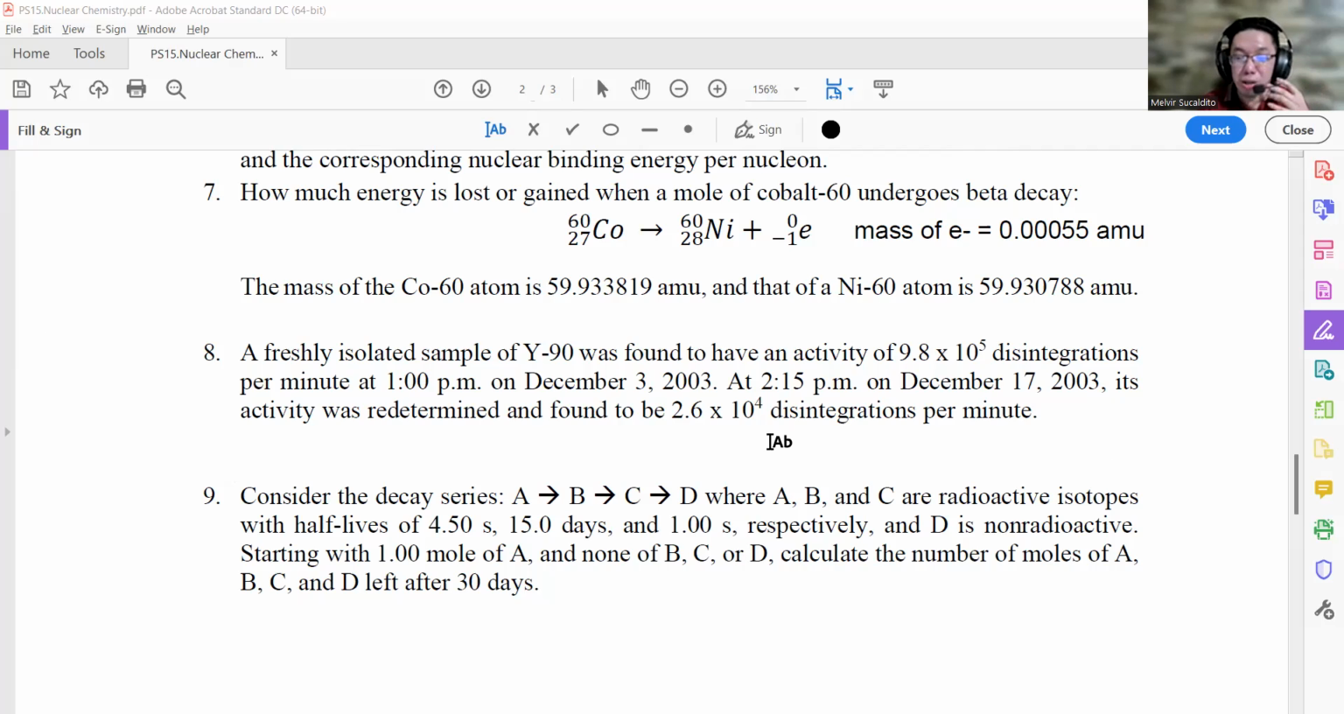Anyway, that's 1 p.m., so take note, 1 p.m. December 3, 2003. Kasi mahalaga dito yung time, Josh. We know this because this is kinetics. After that, at 2:15 p.m. of December 17, 2003, its activity was redetermined and found to be, from 9.8 times 10 to the 5 disintegrations, umunti na lang. Kasi umuunti ang Y90, right? Nagde-decay siya, so you expect that disintegrations per minute must be less as well. So that will become 2.6 times 10 to the 4 disintegrations per minute.